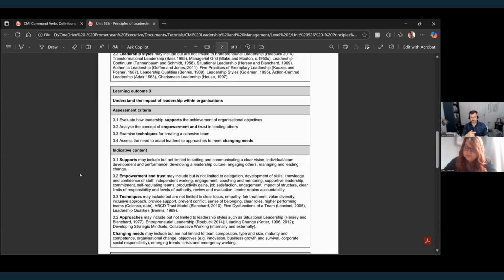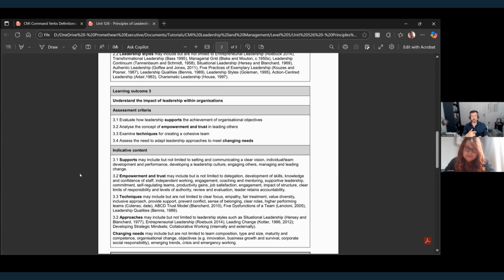3.3 is examine techniques for creating a cohesive team. So again, you've kind of done that a little bit with empowerment and trust maybe, but specific techniques might include the ABCD trust model from Blanchard, leadership qualities from Bennis. I often use dysfunctions of a team from Lencioni here. So anything that's modeling, and again, you want to be bringing some models here, of course, that talks to building cohesive, high-performing, sustainable teams here.